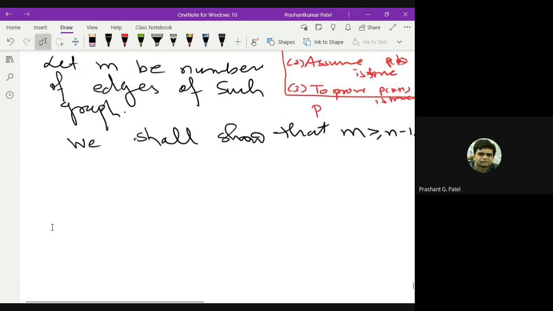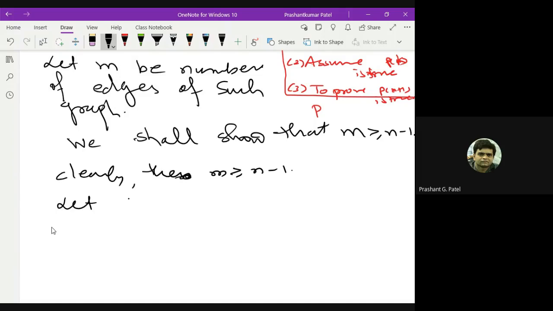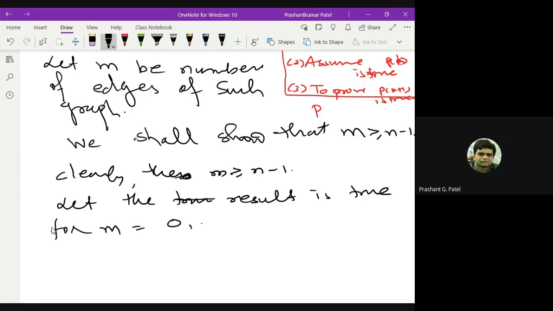So now let us consider, clearly then m is greater than or equal to n minus 1. Let the result be true for m equal to 0, 1, 2, 3 up to k. What I have told you is that you have to assume the result is true for p equal to k.